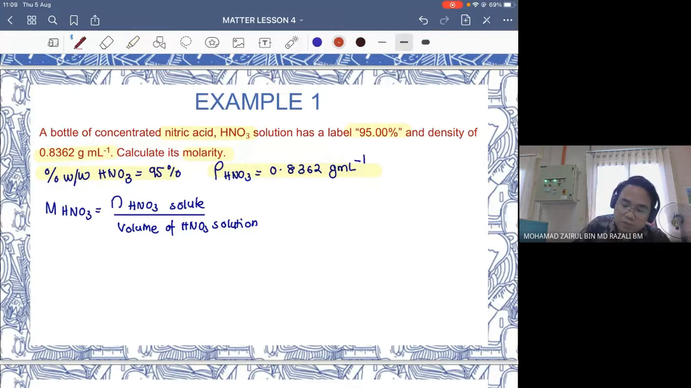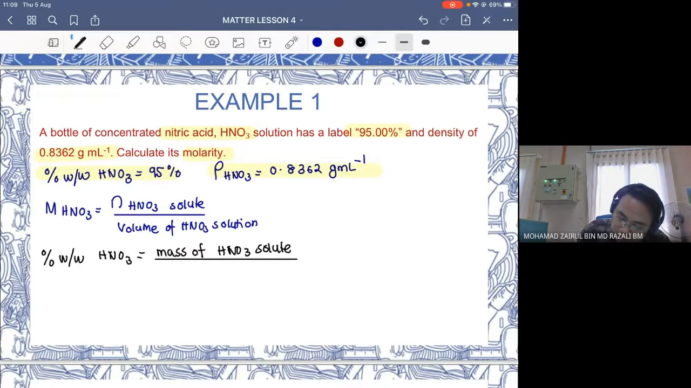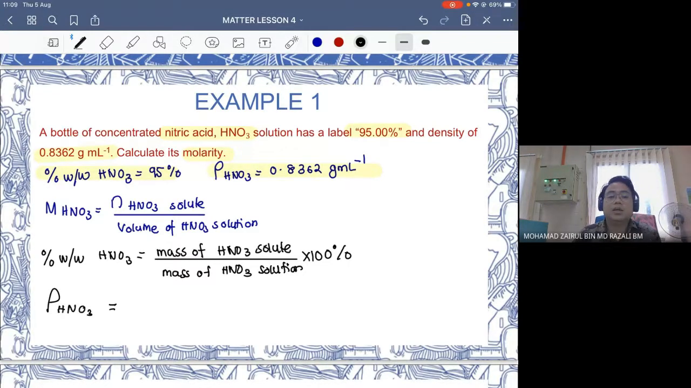Okay, kita tulis dulu dia punya formula. For percentage by mass of HNO3 is equal to mass of HNO3 solute over mass of HNO3 solution multiplied by 100.